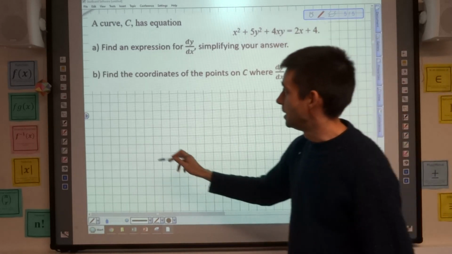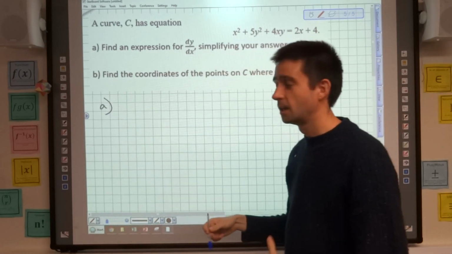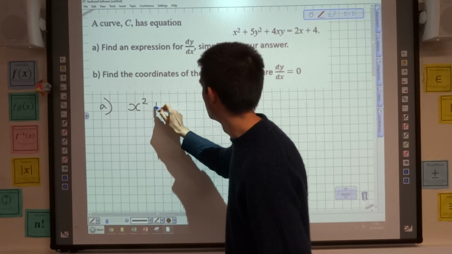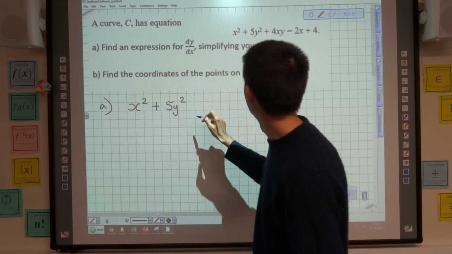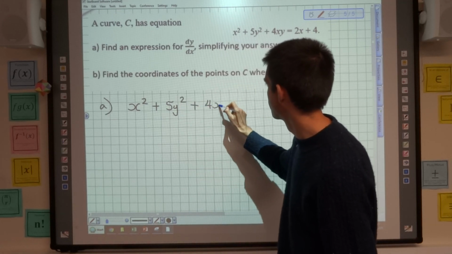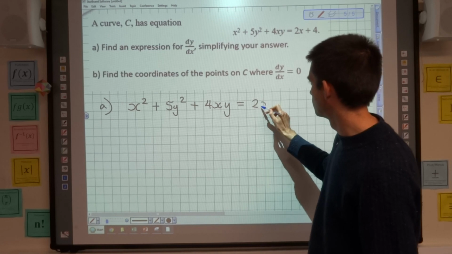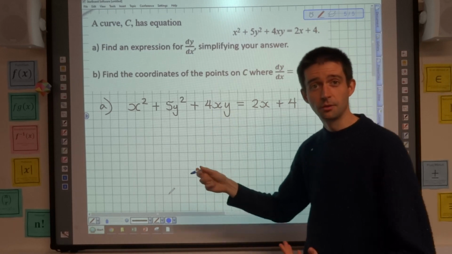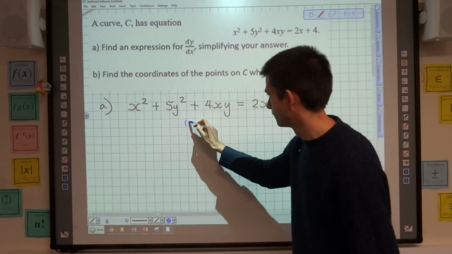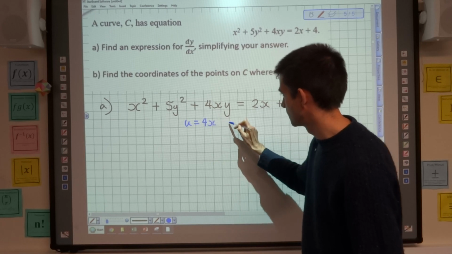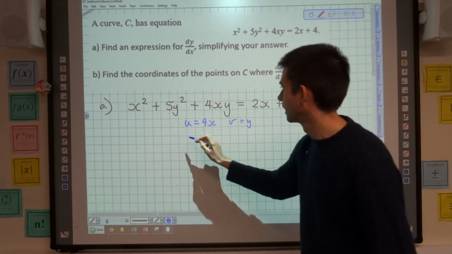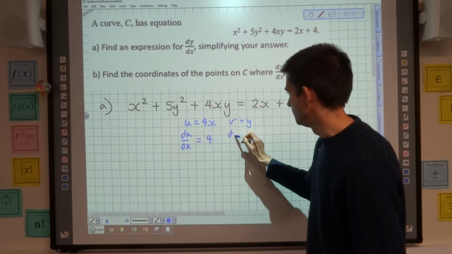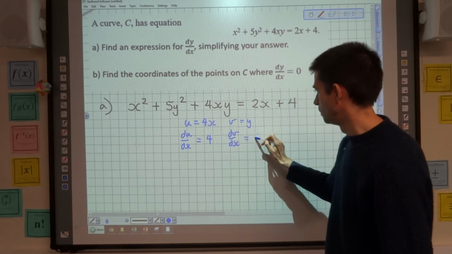So the first thing that I need to do in part A is differentiate the function in terms of x. So I have x squared plus 5y squared plus 4xy equals 2x plus 4. Just a quick look at this bit here. I've got another product rule, 4xy. So I'm going to say that u is 4x and that v is y, and that du/dx is 4 and dv/dx is dy/dx.